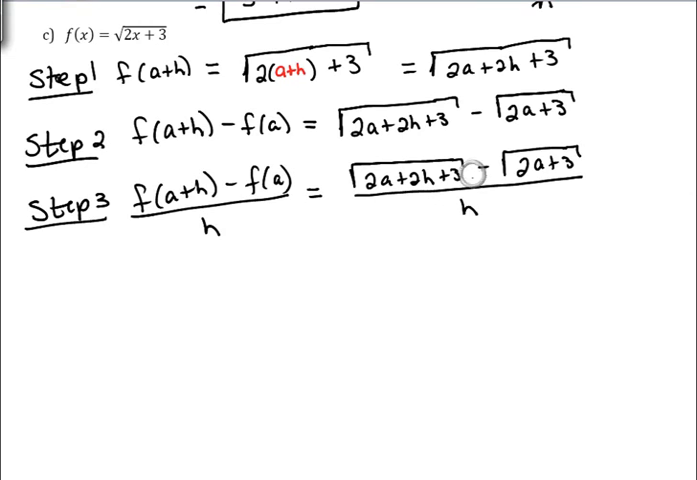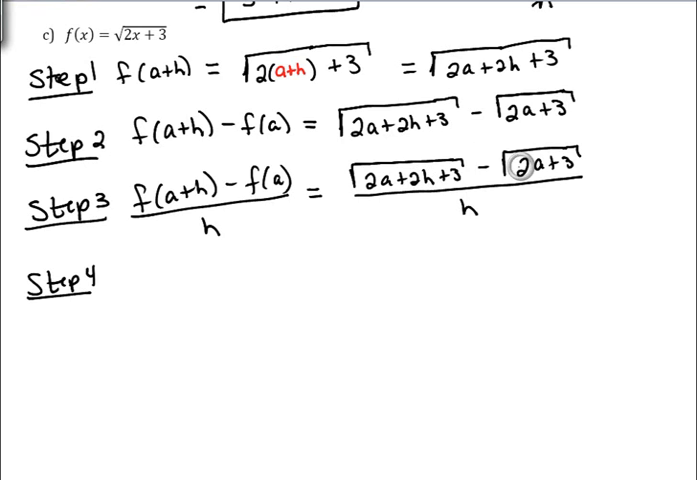Now step 4 is to simplify this. What we need to do is get rid of the square roots in the numerator so that we can cancel with this h down in the denominator, because you can't leave the h in the denominator. Simplifying this expression means getting this h out of the denominator, because when you use this in calculus, you're going to end up replacing your h with 0, and dividing by 0 is undefined. So we can't end up with an h in our denominator.